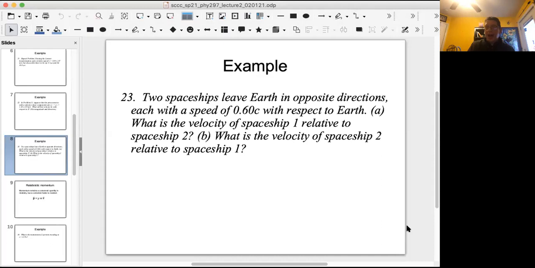Now, in non-relativistic terms, if we did the Galilean transformations, relative to each other, 1.20 c would be their speed relative to each other. In special relativity, we know it's not possible to exceed c. So let's see how this looks.